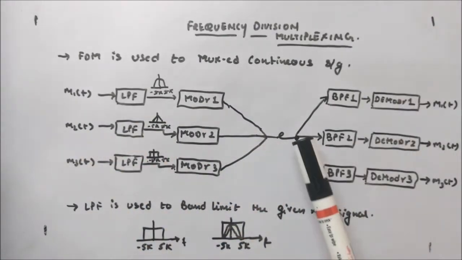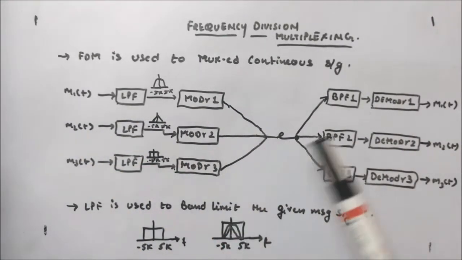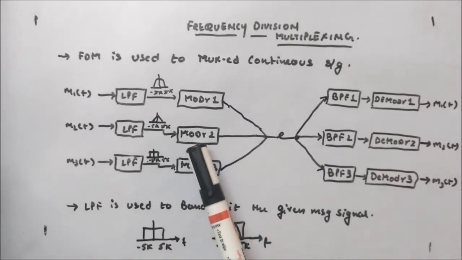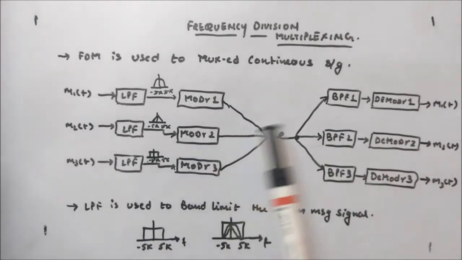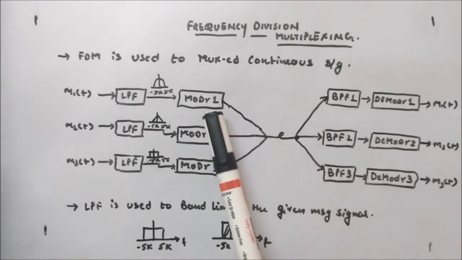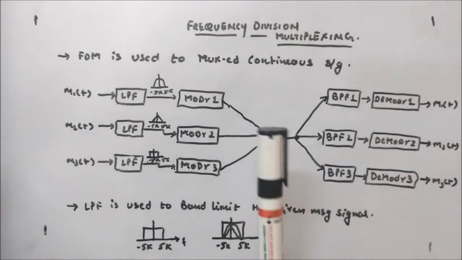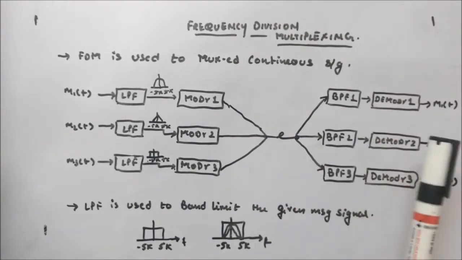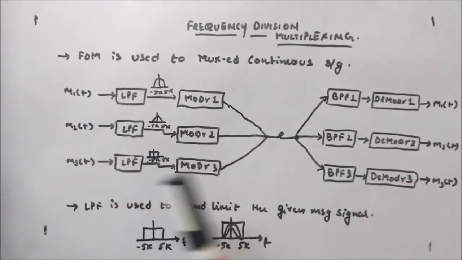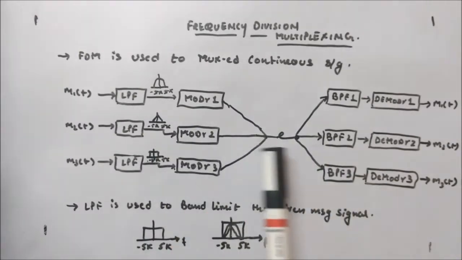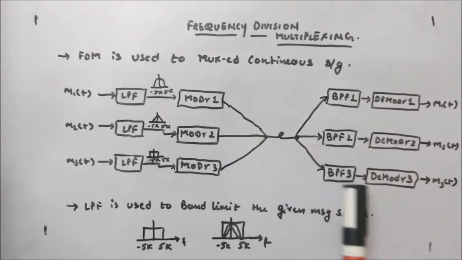So it will go to the channel after modulation, and at the receiver side, this is the transmitter. At the receiver side, you capture each one of them. A band pass filter is used corresponding to the frequency with which they have been modulated. So if FC1 was the carrier frequency in modulator 1, then the band pass filter will have a center frequency FC1, and plus 5, minus 5, FC plus 5, FC minus 5. That's how it will capture message 1. Similarly, it will capture message 2, then message 3.